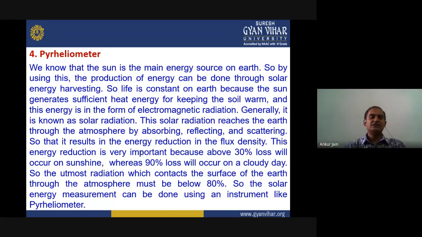And this energy is in the form of electromagnetic radiation, okay? This radiation is known as solar radiation, right? This solar radiation reaches the earth through the atmosphere, and some part of it is lost in the atmosphere by the phenomena of reflection and by the phenomena of scattering. So that means the total energy which starts from sun is reduced when it reaches the earth.